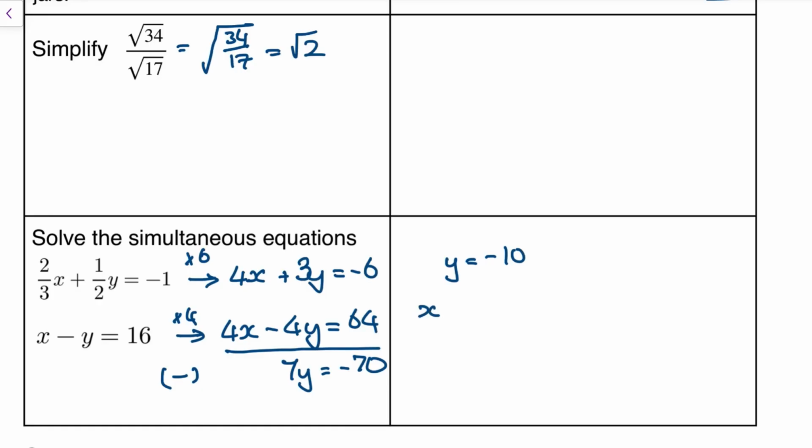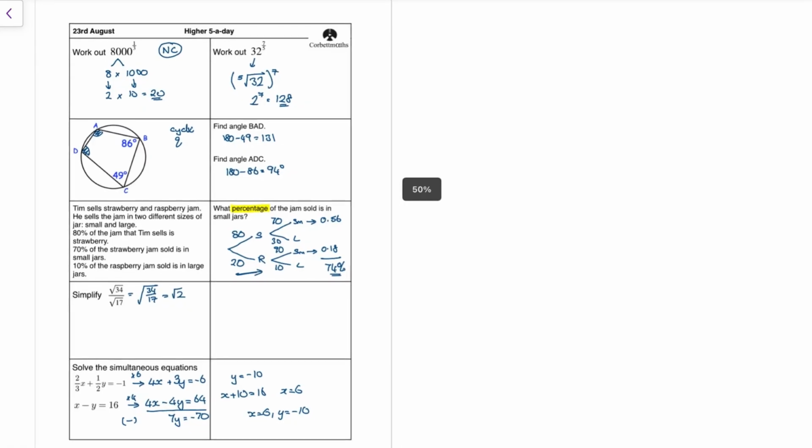So x minus minus 10, so x plus 10 is 16, which means that x is equal to 6. Always a good habit just to write it nearly at the end. So x equals 6, y equals minus 10. That is today done. Not too bad at all.